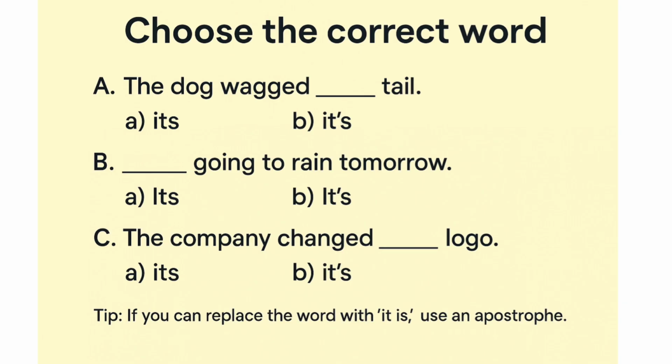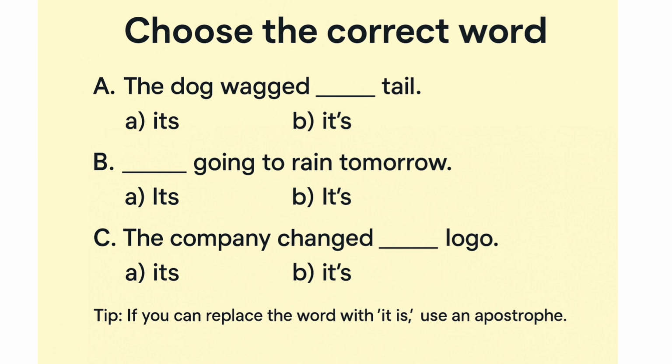Now let's test your knowledge with a quick quiz. I'll read each sentence and you say the correct word. It's with apostrophe or it's without apostrophe. Ready? Let's go. The dog wagged tail. Going to rain tomorrow. The company changed logo. Remember, if you can replace the word with it is or it has, use an apostrophe.